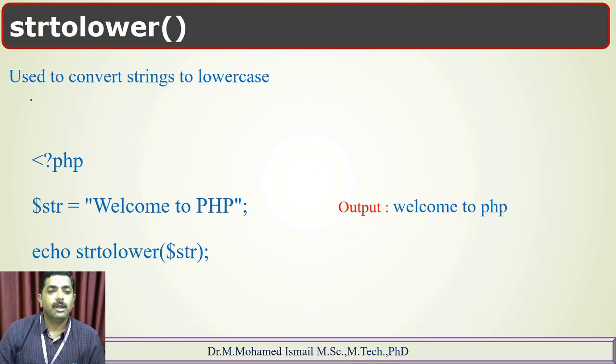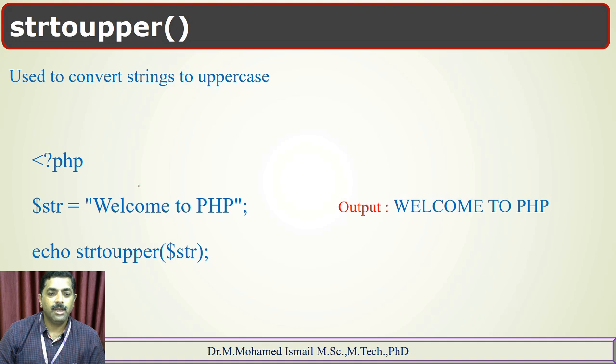Strtolower is used to convert strings to lowercase. Here I am storing the value "welcome to PHP" in the string variable. Using strtolower, it will convert everything into lowercase. Similarly, strtoupper will convert everything into uppercase. Here this and this are already uppercase. In between some lowercase letters also exist, but everything will be converted into uppercase using strtoupper.